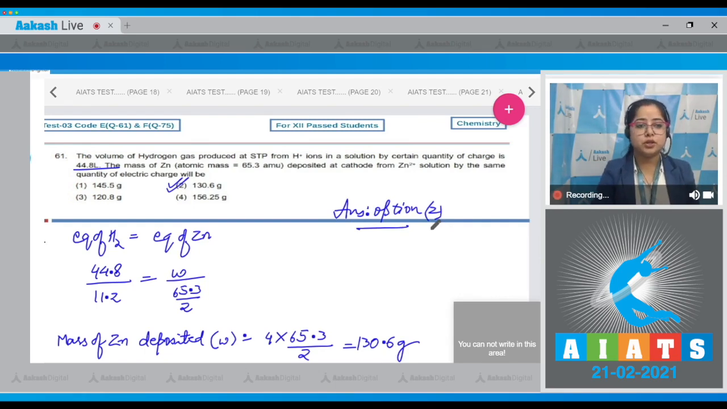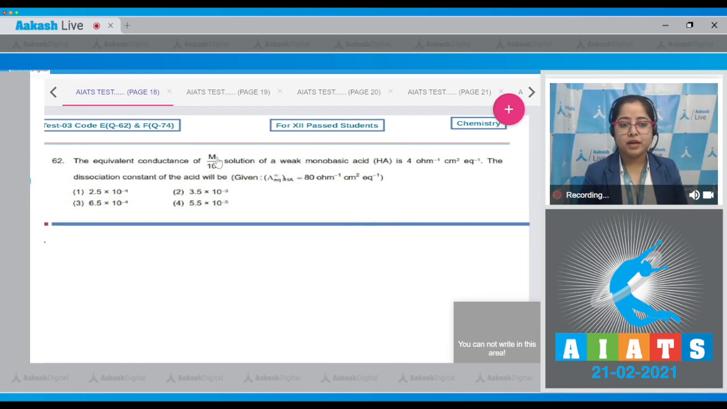Moving to the next question, students, which is question number 62. The equivalent conductance of M by 10 solution of a weak monobasic acid HA is 4 per ohm centimeter square per equivalent. The dissociation constant of the acid will be. We are given the equivalent conductivity at infinite dilution of the same acid HA, which is equal to 80 per ohm centimeter square per equivalent.